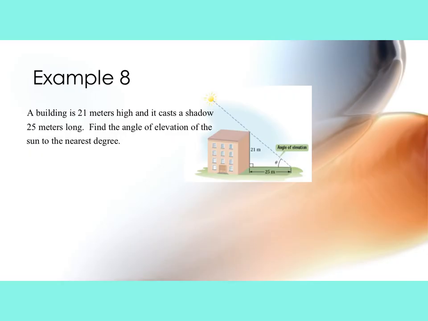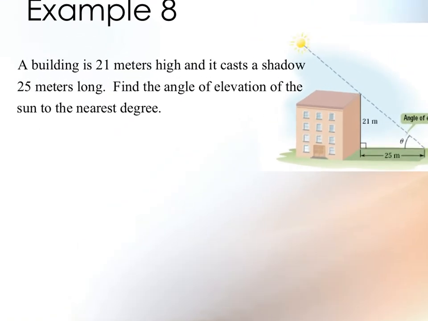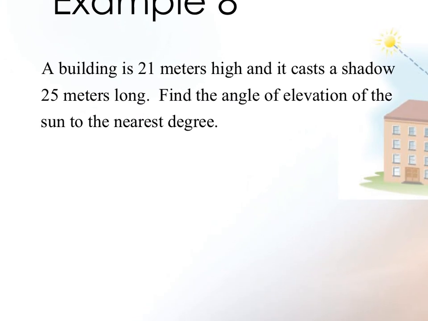And then you get problems like this. The building is 21 meters high, and it casts a shadow 25 meters long. Find the angle of elevation of the sun to the nearest degree. So I would say, pretend that you don't even see that picture, because a lot of times you're not going to get a picture. I'm not going to give you one on the test or quiz. And it says a building is 21 meters high. So I've got a building, right? Here's my building.